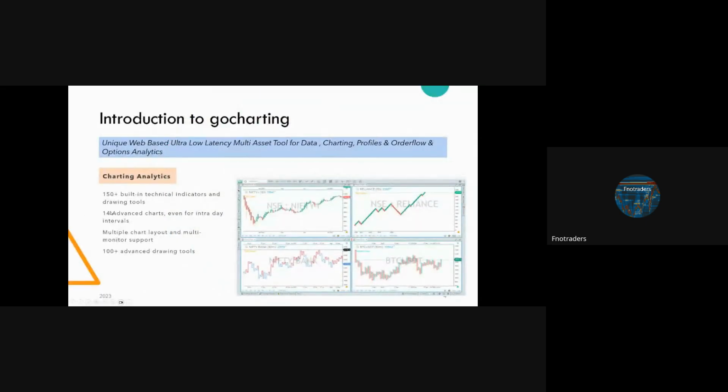On the platform overview, if you are used to a web-based platform, GoCharting is a web-based platform. Essentially it is all browser-based, with no installation required. It has 150 plus built-in indicators, which are the standard technical indicators we want to cover. It has different advanced chart types for both intraday and daily trading intervals, about 14 different chart types, including your price chart, Renko charts, bar charts and things like that.